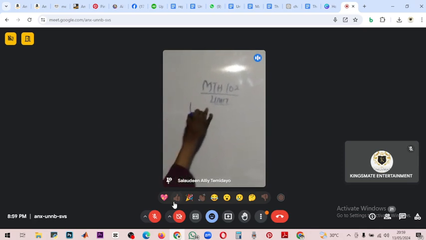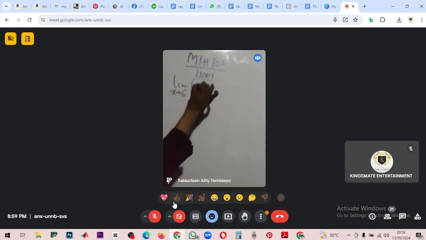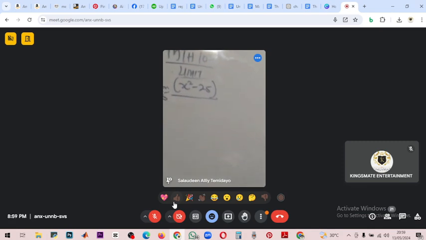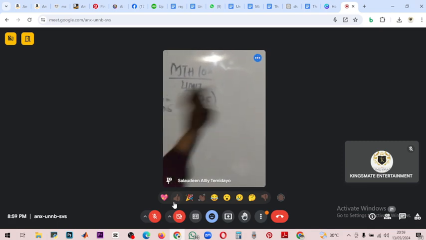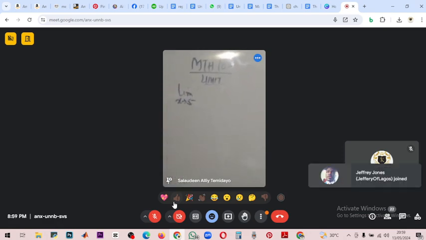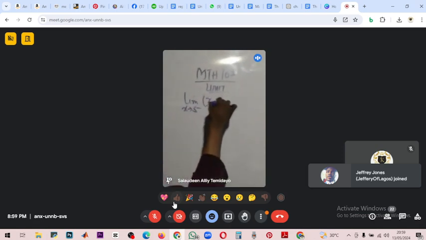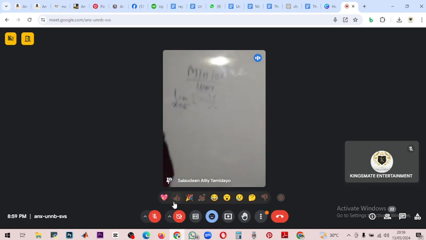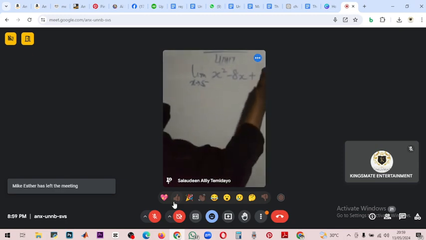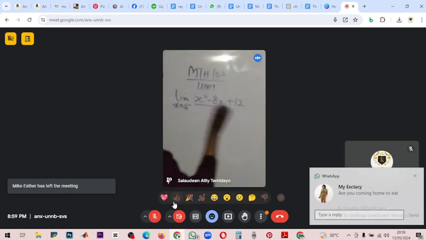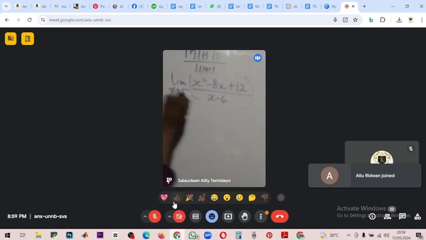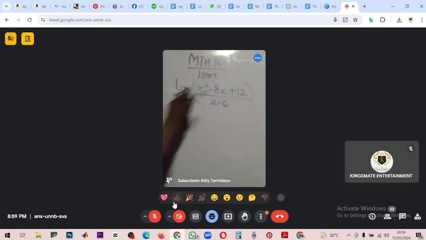So this is another one. Let's say we have the limit as x goes to 5 of x squared minus 25 over... okay, let me think of something harder. Let me write it as a polynomial already: x squared minus 8x plus 12 over x minus 6. So find the limit of this as x approaches 6.